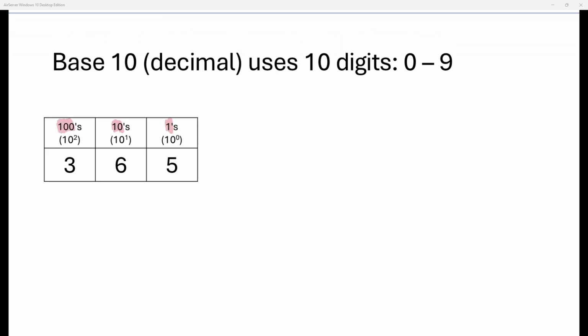So if you want to know what this digit represents, you have to look at which column it's in. So this is 300, this is 60, and this is 5, and that adds up to 365. That's how this works. But why do we have 10 digits? Probably because we have 10 fingers. But this system works no matter how many digits you want to use.